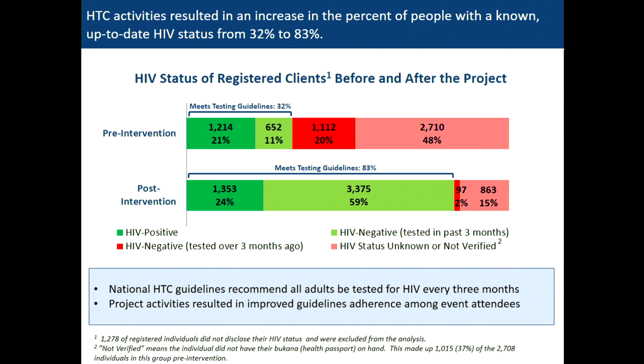If you exclude those and just look at those that we collected the HIV status for, you'll notice that only 32% met testing guidelines before our intervention among those we evaluated. So it was 21% who were HIV positive, or 11% who had been tested in the past 3 months, and then post-intervention, 24% were HIV positive, and 59% had been tested in the past 3 months.